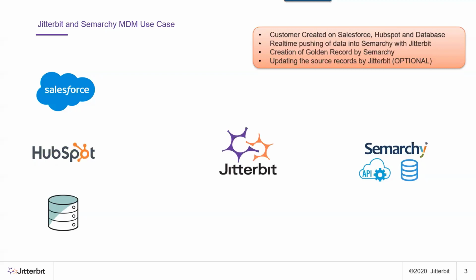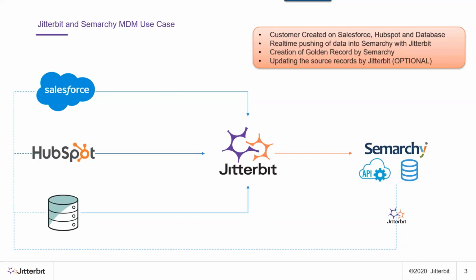In this demo, we have a customer residing in our database that represents the financial application. We will start with that and then introduce other applications such as a CRM and a marketing app. Leveraging Jitterbit Harmony, we connect and integrate with these applications and automate the process of getting the data into Semarchy, where Semarchy will provide the secret sauce of creating the gold record. Once we have the gold record, we then update our source systems, in our case, a database, Salesforce, and HubSpot. Now let's see how everything works in action.